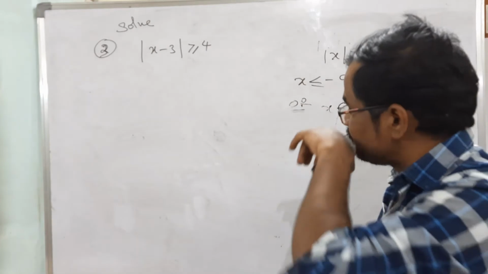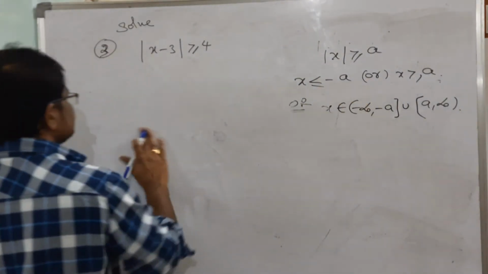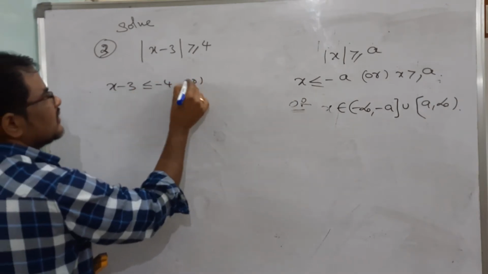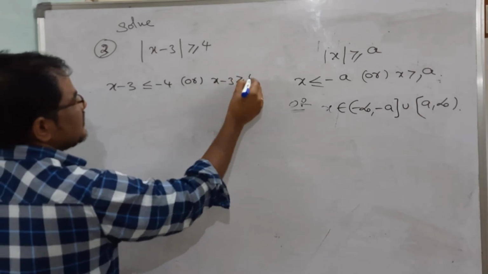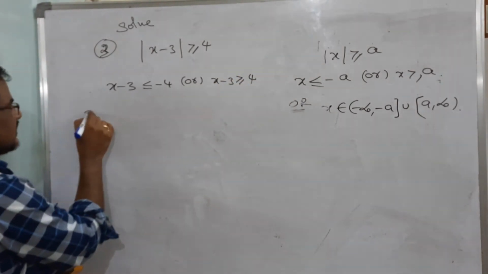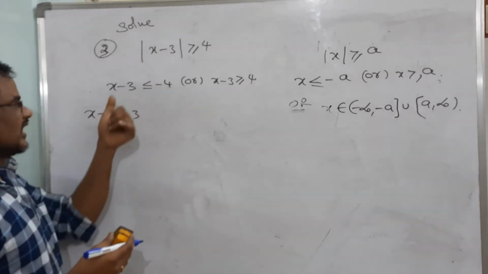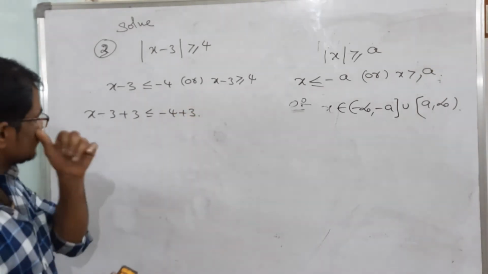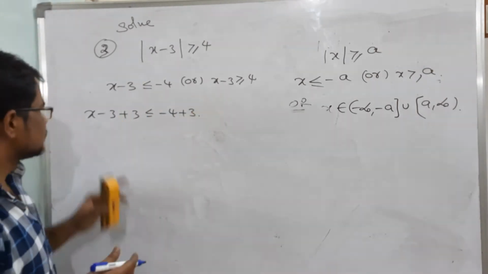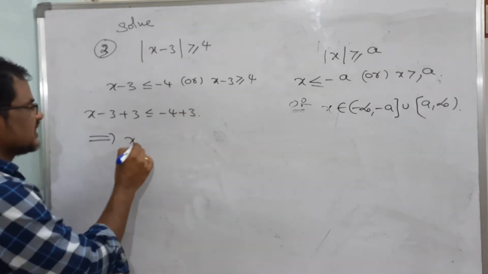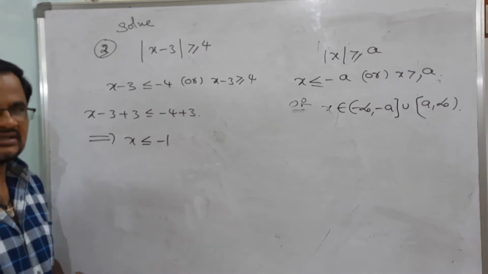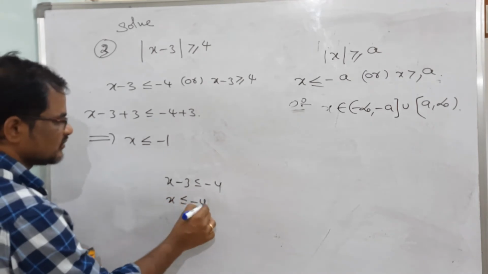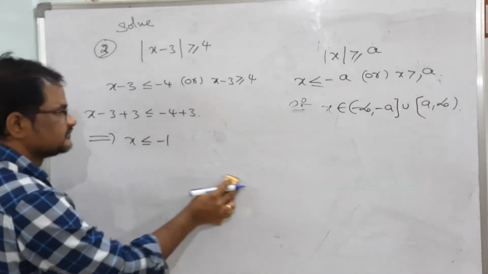Clear? Now, by that condition, x minus 3 less than or equal to minus 4 or x minus 3 greater than or equal to plus 4. So here x minus 3 plus 3, to avoid this minus 3, less than or equal to minus 4 plus 3. Right? Otherwise this minus 3 take that side. So here minus 3 plus 3 get cancelled. What is remaining here? x less than or equal to minus 1. Right? Or x minus 3 less than or equal to minus 4, minus 3 take that side, less than or equal to minus 4 plus 3, x less than or equal to minus 1.